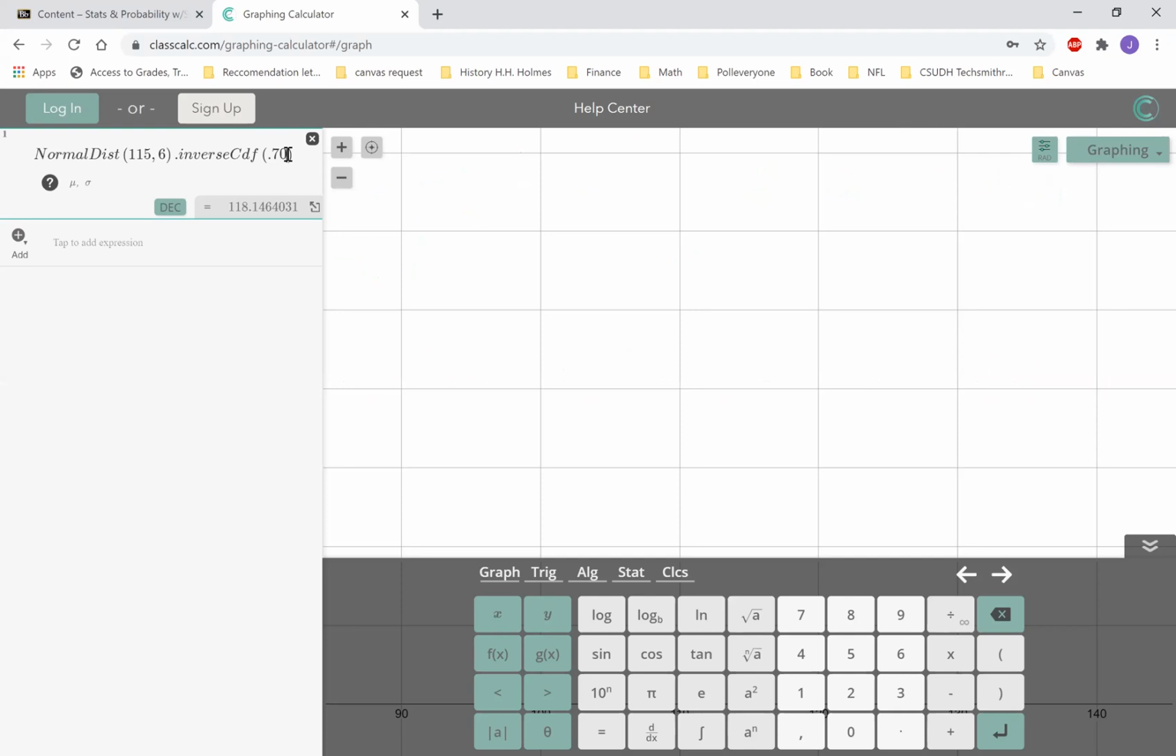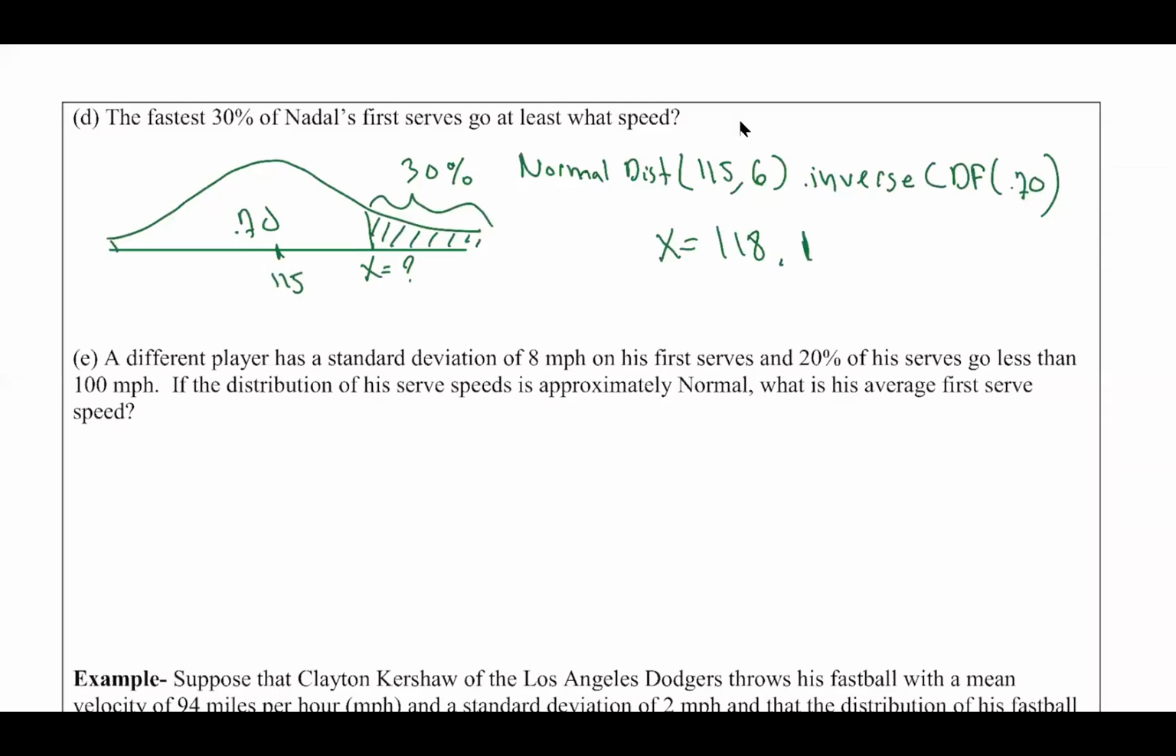All right, and now if you look at it, we get 118.1. So in order for it to be in the top 30% speed of serve, it has to be 118.1. And if you look at the 118.1, that looks more believable because it's greater now than 115. And that's it for D. Any question for D?